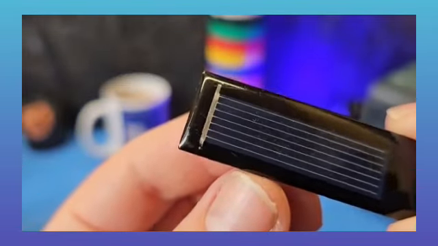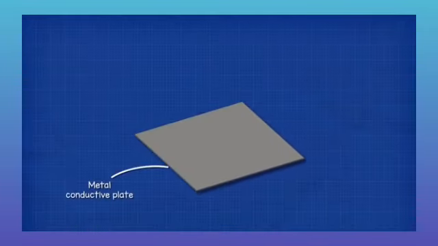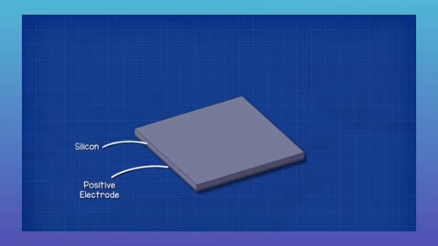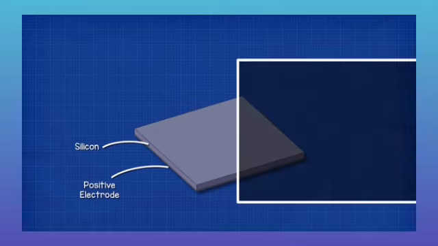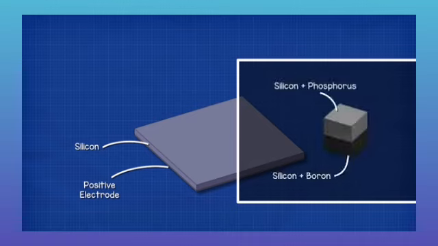To make a basic solar cell, we start with a metal conductive plate. This forms the positive electrode. On top of this, we find a thin silicon layer. This is our semiconductor material. Typically, this consists of a layer of silicon-boron mixture on the bottom and a layer of silicon phosphorus on top. The joint between them is known as the p-n junction.